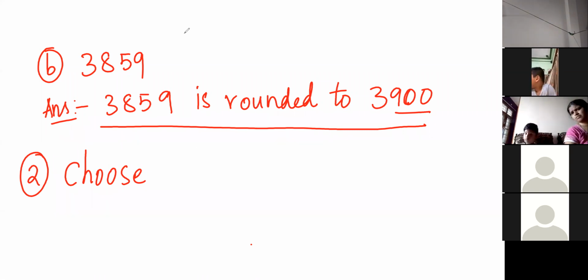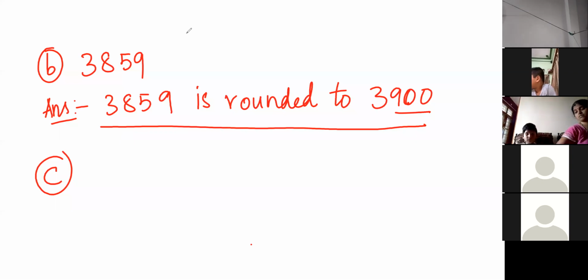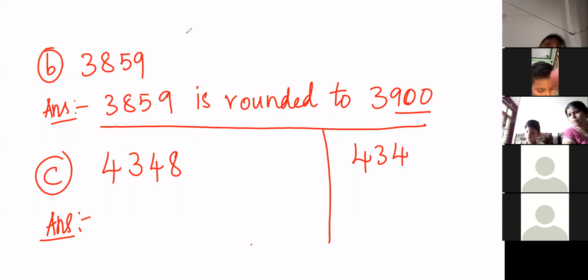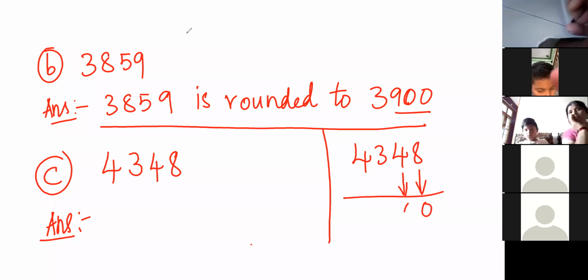Okay. Let me take 4,348. Let us round off this number also to its nearest hundreds. Let me show you the explanation here. The number is what? 4,348. Now here the ones and tens places become zeros, right?